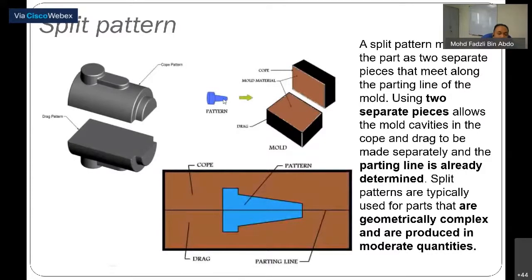Untuk split pattern, is moderate quantities. Ni contoh dia lah, dia masukkan pattern dia dekat sini. Ni ada mold material, ada dua, and then dia ketatkan. Nanti kita tengok dia punya video dia macam mana.